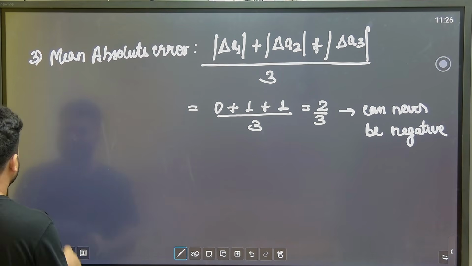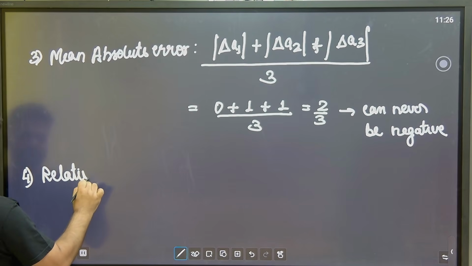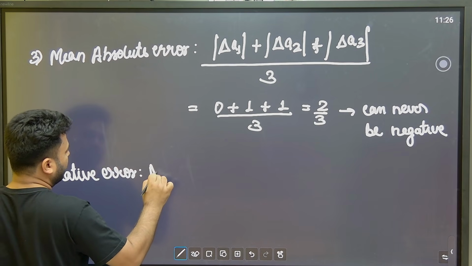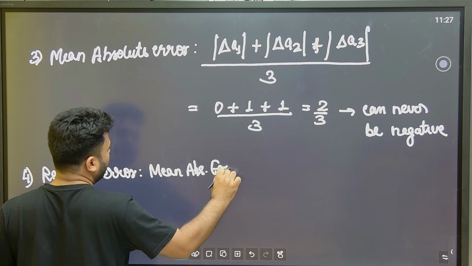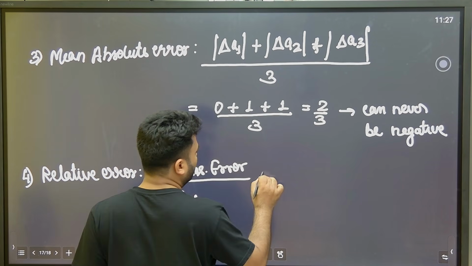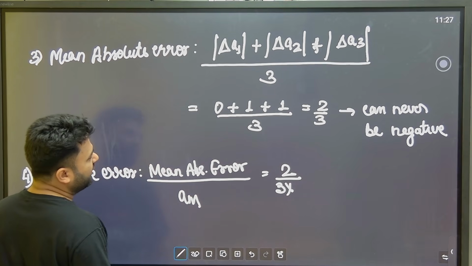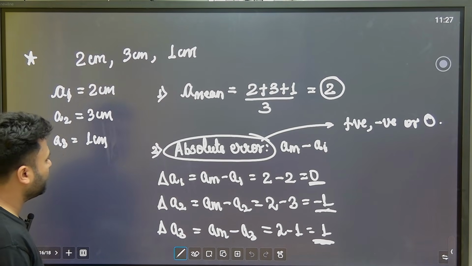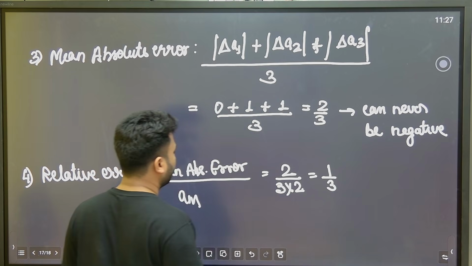Okay. Next is relative error. Relative error is mean absolute error divided by mean value, like 2 by 3 divided by the mean value. The mean value we got was 2. So it will become 1 by 3.